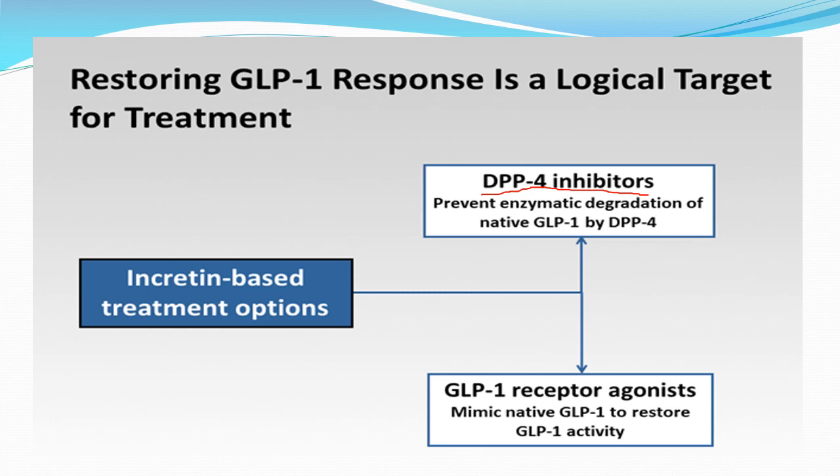The other approach is that there is another class of medications which will act on the same receptor of glucagon-like peptides, and this is the glucagon-like peptide receptor agonist. And this is called the incretin-based treatment. The incretin-based treatment is actually dependent on two mechanisms. Number one, suppressing the dipeptidyl peptidase, or number two, acting on the receptor. So we have two major classes of medications which possess the incretin-based action, which are the dipeptidyl peptidase inhibitors and the glucagon-like peptide agonists.